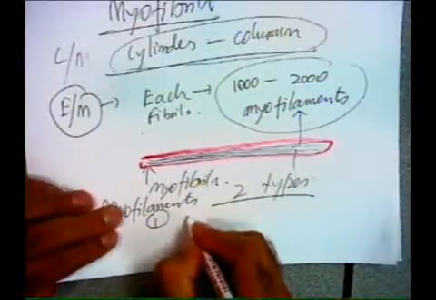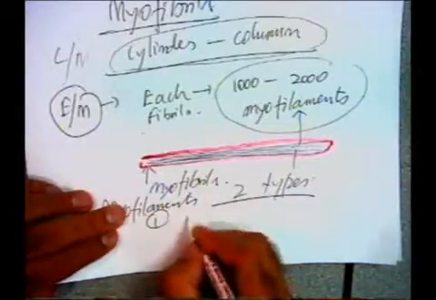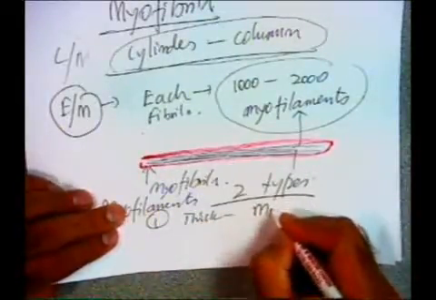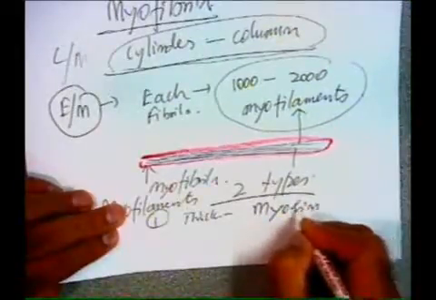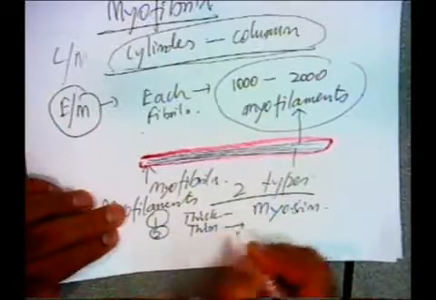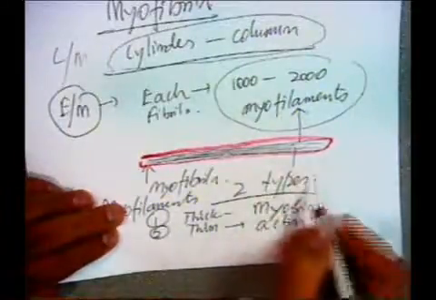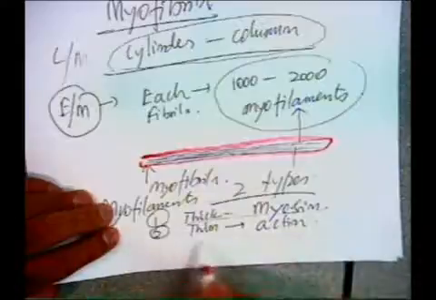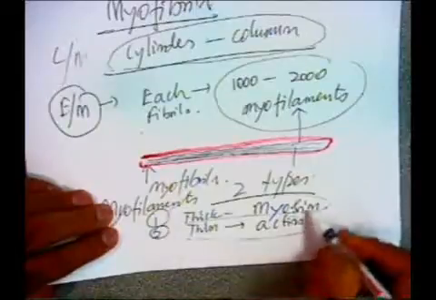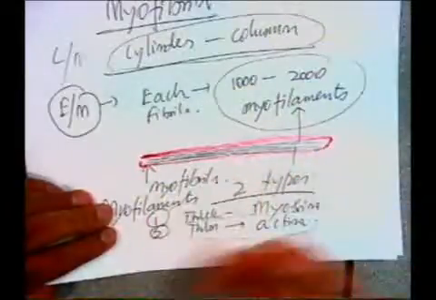One is the thick one, which is called myosin. M-Y-O-S-I-N, myosin. The second type is thin, which is actin. So, two types of myofilaments. One is the thick myosin and the thin is the actin. Actin and myosin. These filaments alternate, and this arrangement constitutes the function of this myofibril.